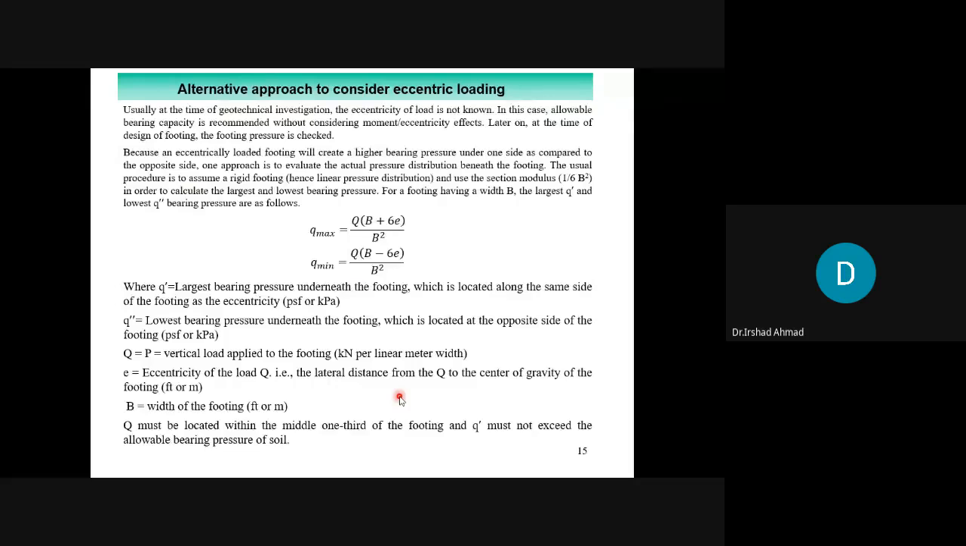There is an alternate approach to consider eccentric loading. There is an alternate method of how to take into account the effect of eccentricity or moment in the design of foundation.